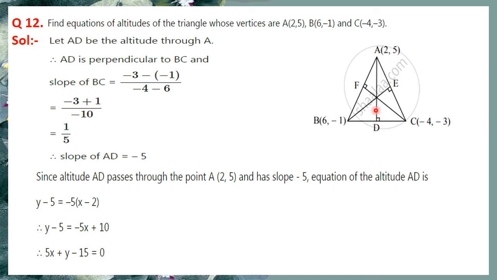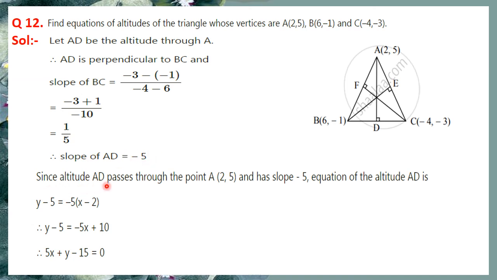Now, AD is perpendicular to the side BC, and we can find the slope of the line BC, and from that we can find the slope of AD. The slope of BC can be found using the formula y2 minus y1 upon x2 minus x1. So, minus 3 minus minus 1 upon minus 4 minus 6, so it is 1 upon 5. The slopes of AD and BC are perpendicular, so the slope of AD will be the negative reciprocal of 1 upon 5. So, it is minus 5.